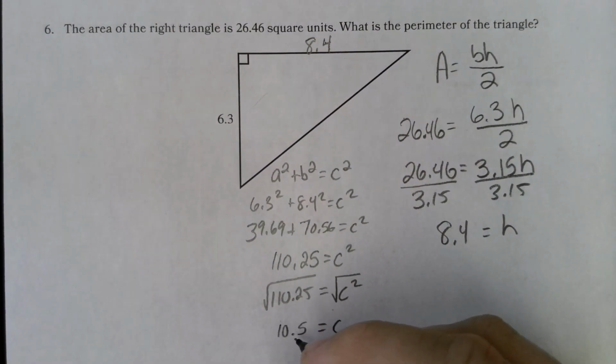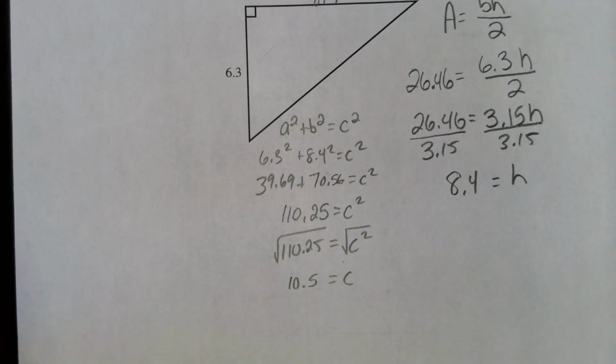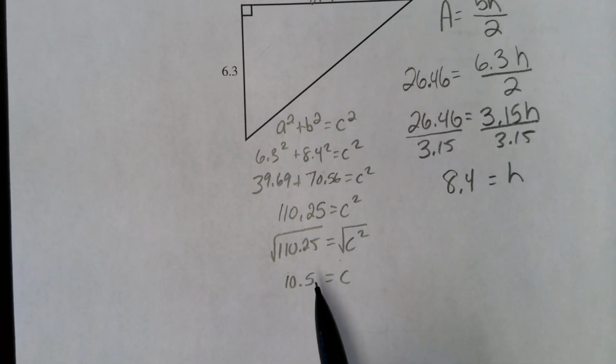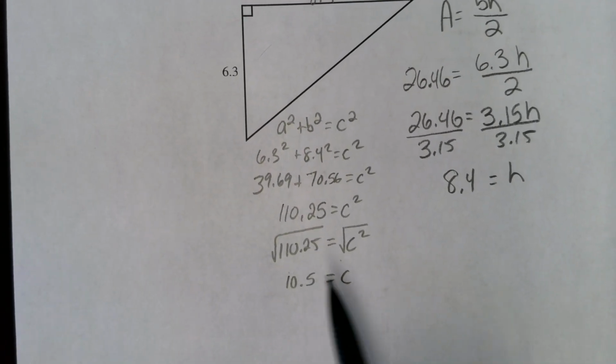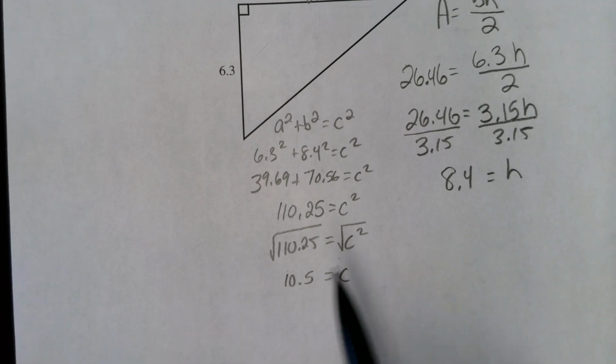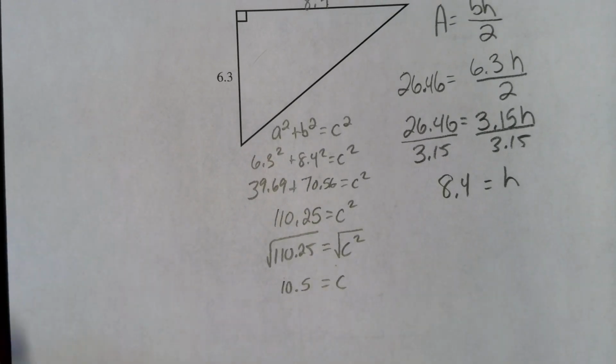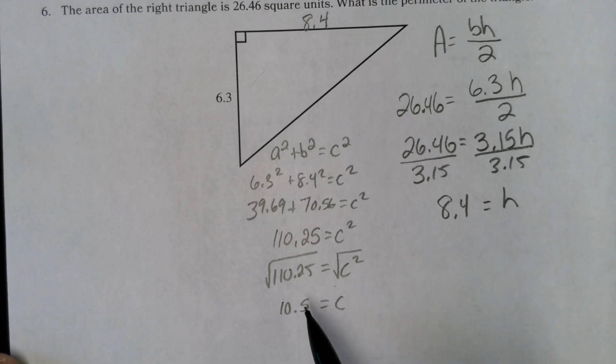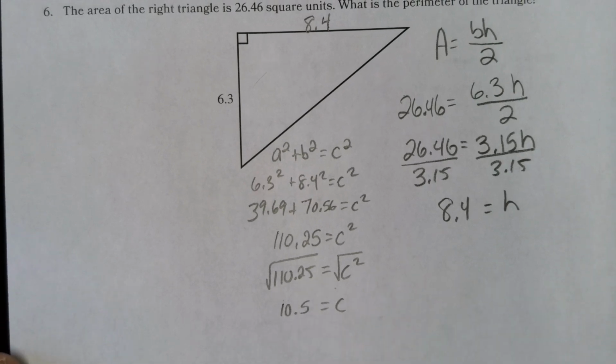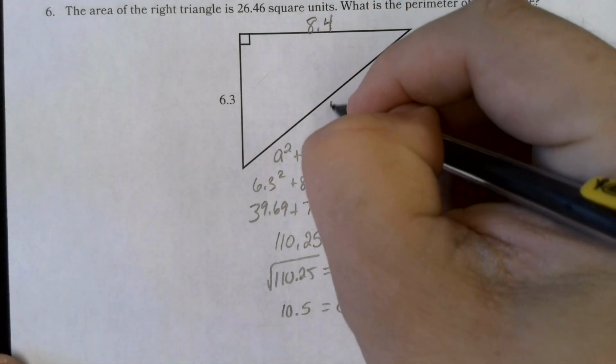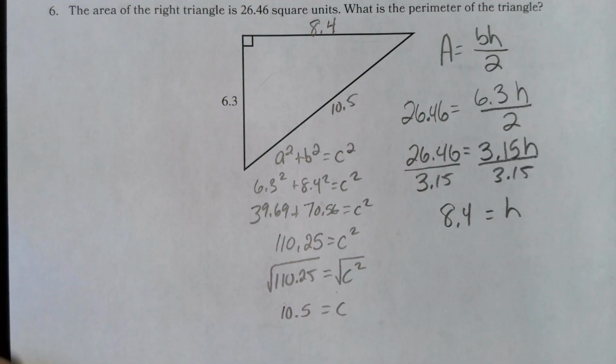So even though it's not a whole number, I would think of it as a perfect square because I can get an exact answer. If you can't get an exact answer, that's when I would say not a perfect square. Some people are going to argue that because it's not a whole number, it's not a perfect square. It's just going to be how you decide to look at things. But I do know now that this measurement is 10.5.